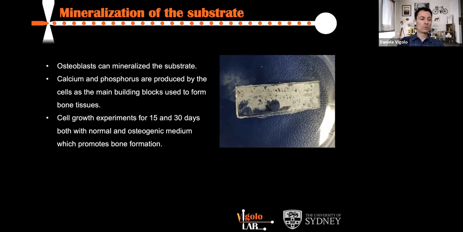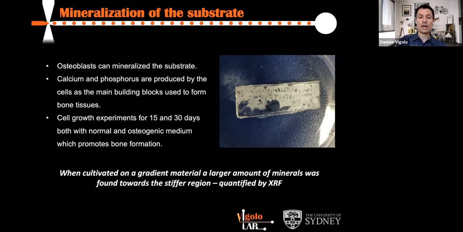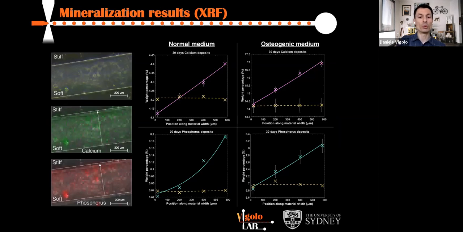So we did 2 sets of experiments. In this case, we use normal medium and osteogenic medium. The osteogenic medium is just a medium that is not only a nutrient for the cells, but it's also promoting essentially this mineralization. And we noticed that in both cases, our gradient material is actually promoting mineralization towards the stiffer side, as expected. And we quantify that by XRF. So these are the results we obtained.